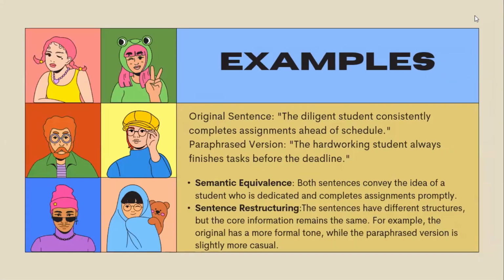The original example is: the diligent student consistently completes assignments ahead of schedule, and the paraphrased version is: the hardworking student always finishes tasks before the deadline. In semantic equivalence, both sentences convey the idea of a student who is dedicated and completes the assignments promptly. And the restructuring is, the sentences have different structures, but the core information remains the same.